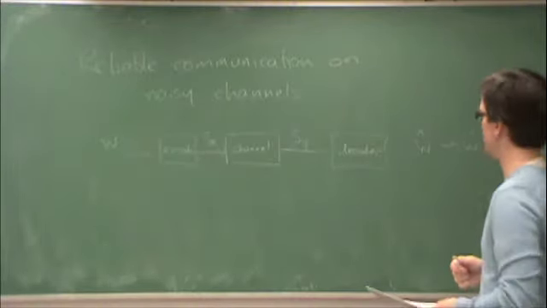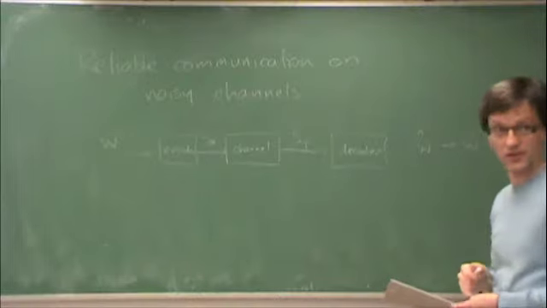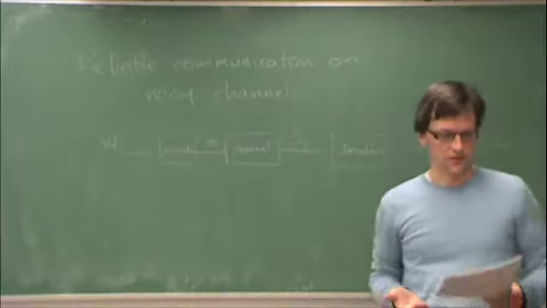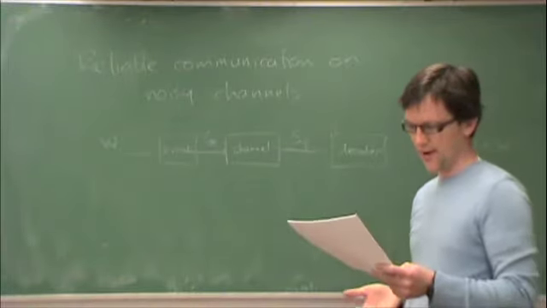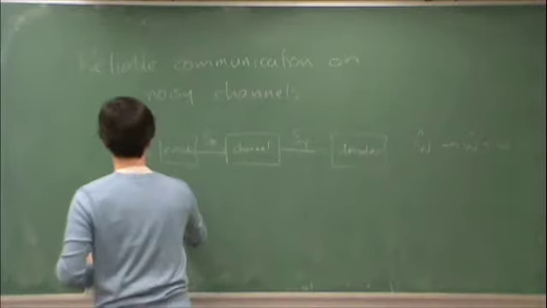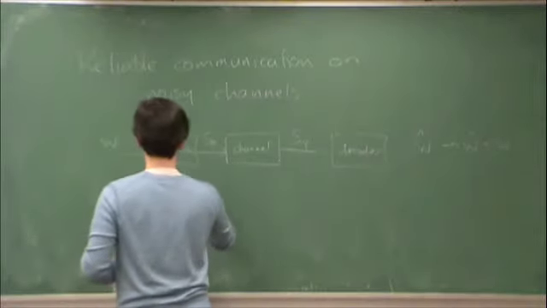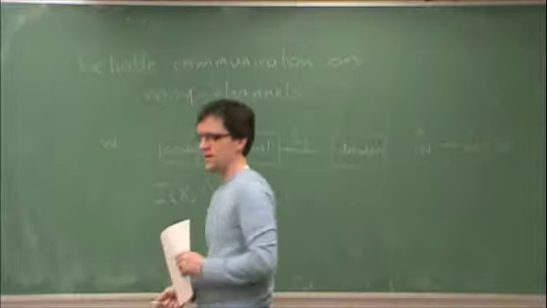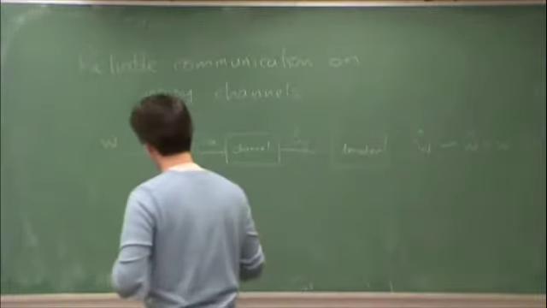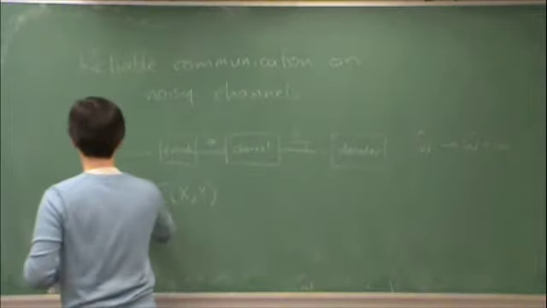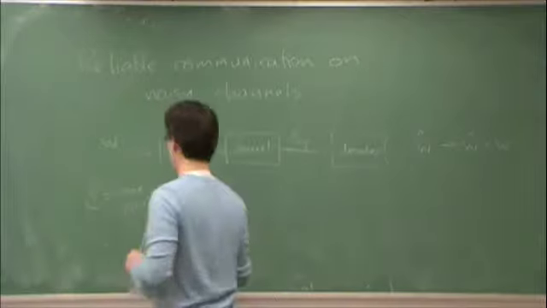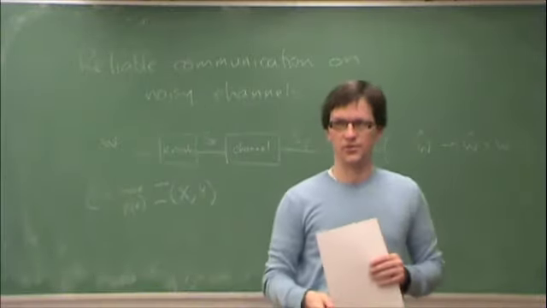That's really what we want. That's what we mean by reliable communication. And we want to make that probability as close to 1 as possible. So last time we introduced mutual information, I(X;Y), and what I said was the capacity of a channel is the maximum over all possible input distributions of that mutual information.